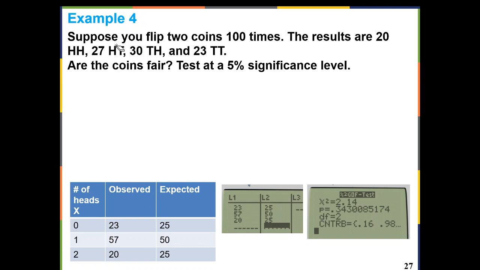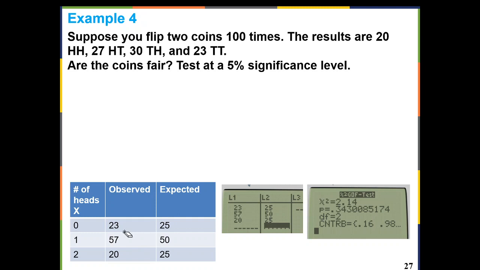That means with one head, we would get it 50 times, and 25 times we would get 2 heads, and 25 times we would get no heads. So that's our expected values if the coins are fair. But what happened? Well, this is what happened. Now, of course, they're not the same, but the question is, are the differences statistically meaningful for us to reject the idea that the coins are fair coins? And the answer is, well, let's see.